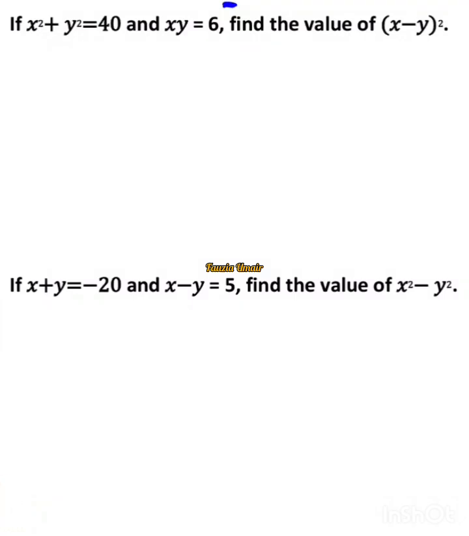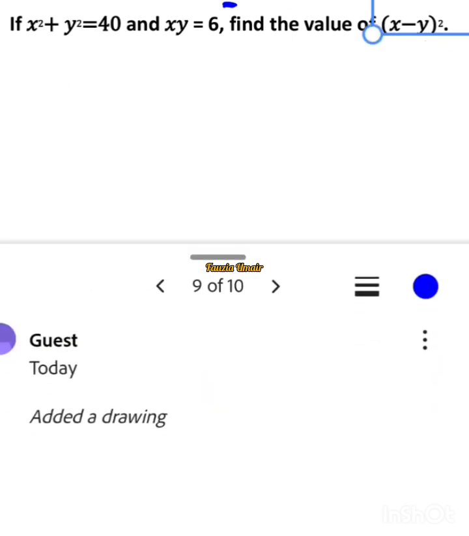Moving on to the next type of questions. So this is basically also evaluation questions if you look closely. If x square plus y square is equal to 40 and xy is equal to 6, find the value of x minus y whole square. So basically I know xy as well as x square plus y square, and I have to find x minus y whole square. So basically this is which formula?